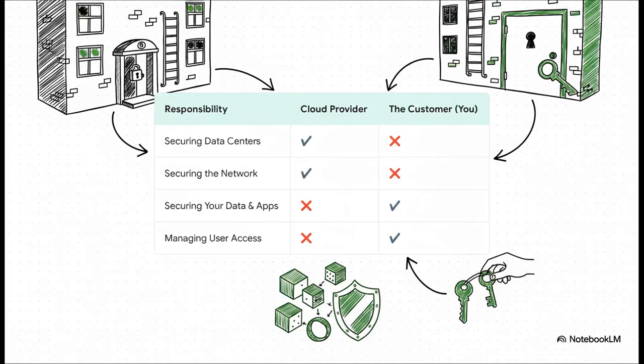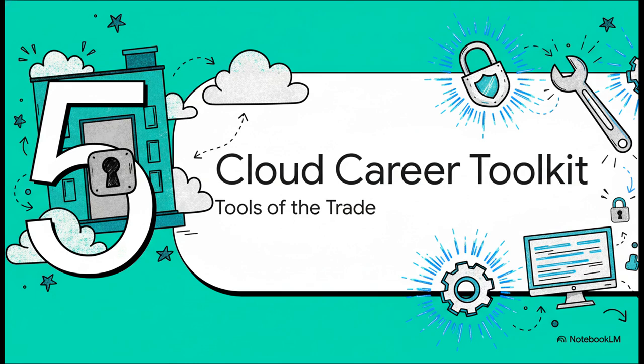A really easy way to think about it is like renting an apartment. The landlord is responsible for making sure the main building is secure. The front door locks, the fire alarms work. But you are responsible for locking the door to your own apartment. This chart breaks it down perfectly. The provider handles the big foundational stuff, but keeping your own data safe and managing who has the keys, that's all on you.